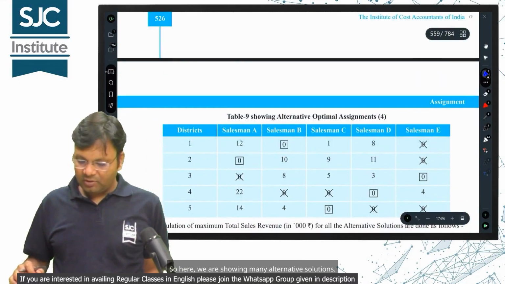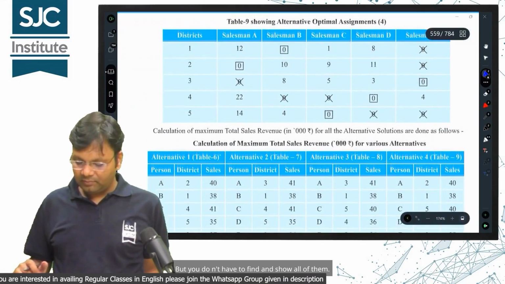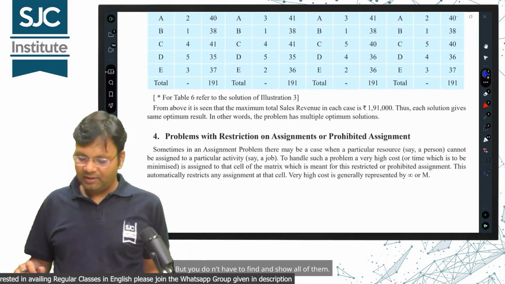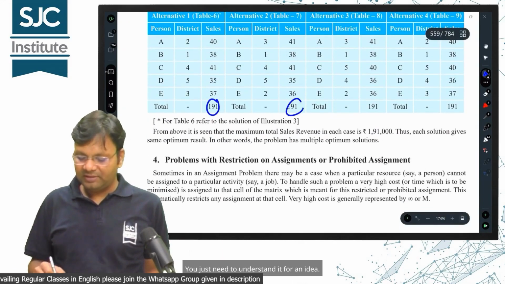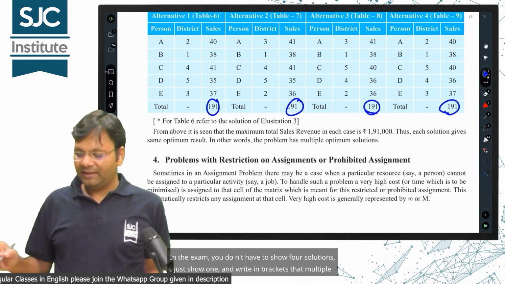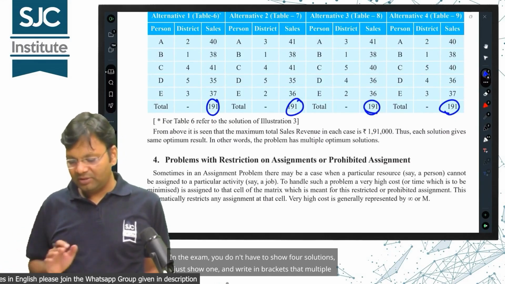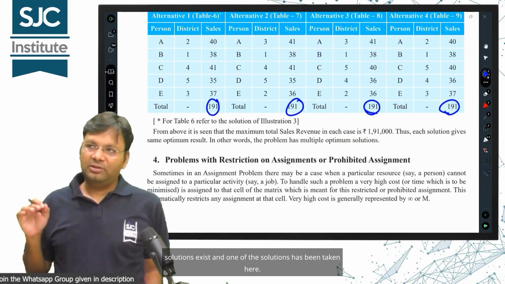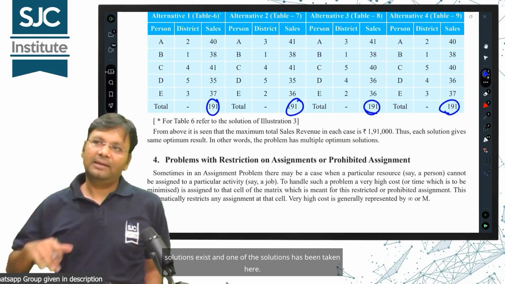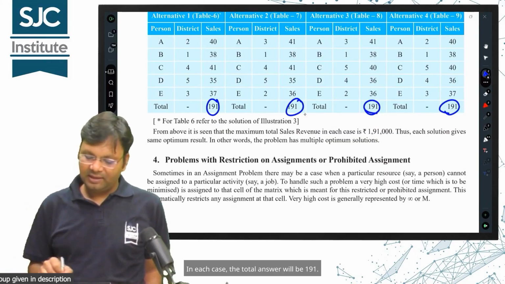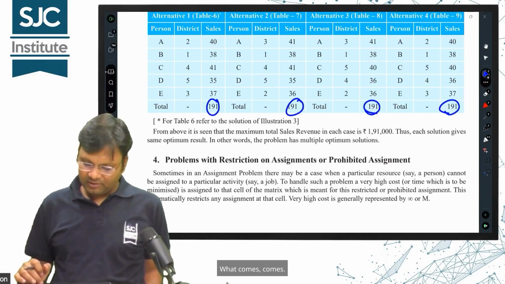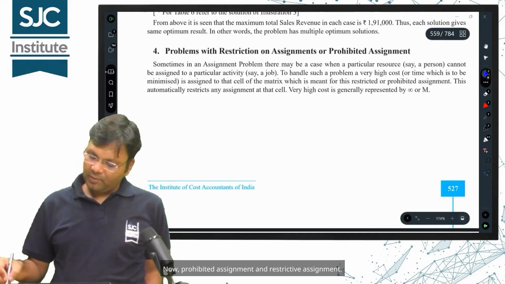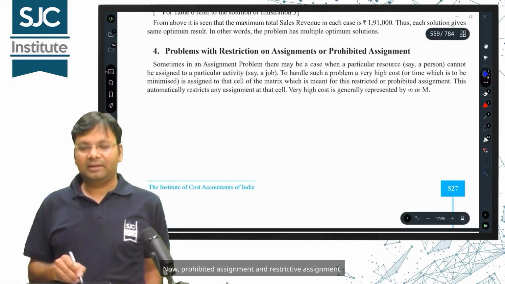So here, we are showing many alternative solutions. But you don't have to find and show all of them. You just need to understand it for an idea. In the exam, you don't have to show 4 solutions, just show one and write in brackets that multiple solutions exist and one of the solutions has been taken here. In each case, the total answer will be 191. What comes, comes.